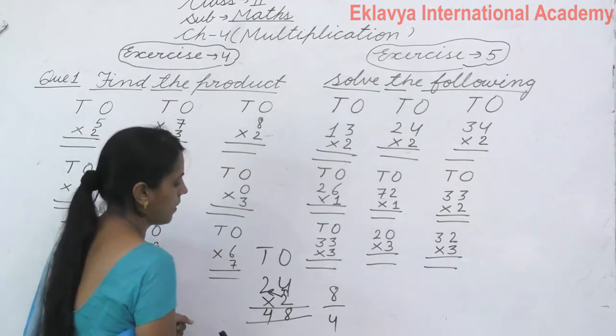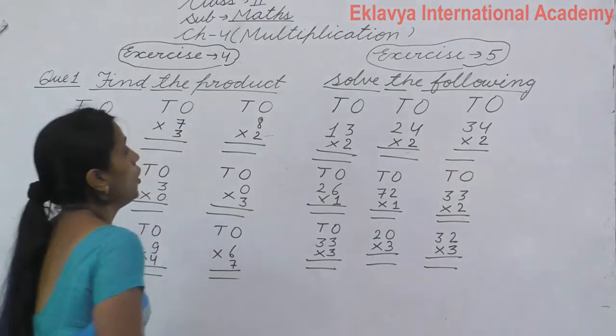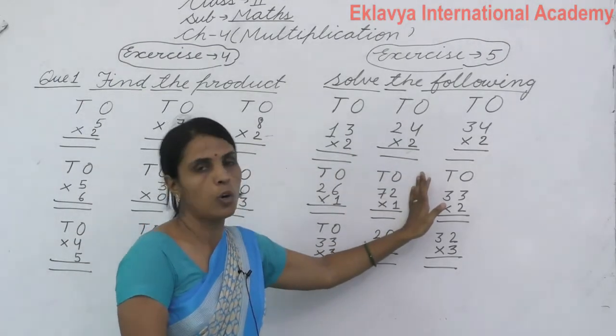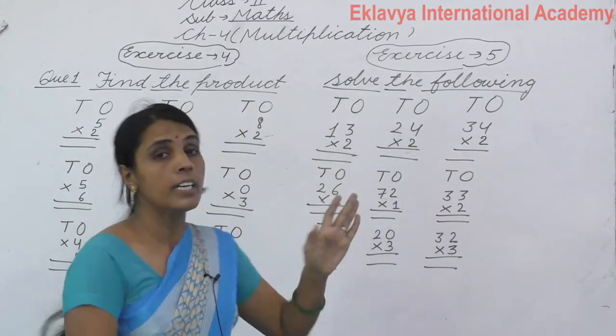Listen, you are to do exercise 4 and exercise 5 in your fair notebook, okay, and you have to learn tables also, 2 to 15.